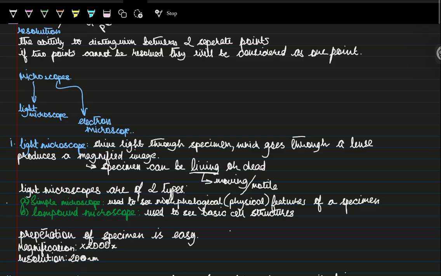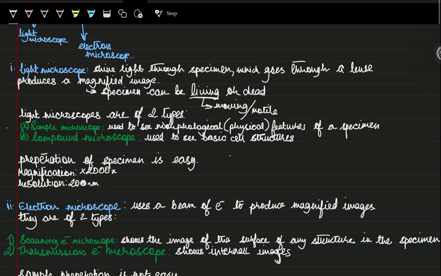Simple is used to see the surface physical features, and compound is used to see the basic cell structures. Preparation of specimen is easy. Magnification goes up to 2000x and the resolution goes up to 200 nanometers. This means you can see objects that are maximum 200 nanometers apart from each other.